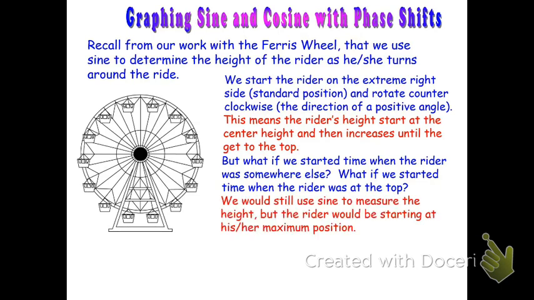We would still use sine to measure the rider's height, but the rider, instead of starting at center, would be starting at their maximum height. They would go from maximum to center to min to center and max. This is a phase shift. We're starting the graph at a different position.